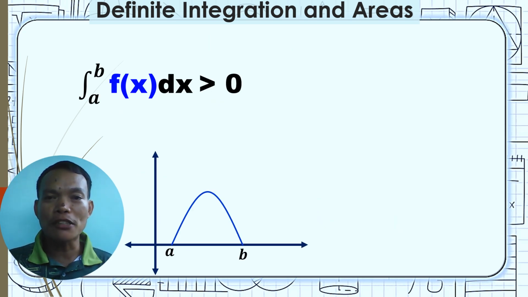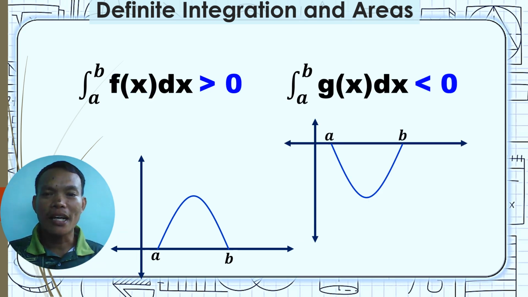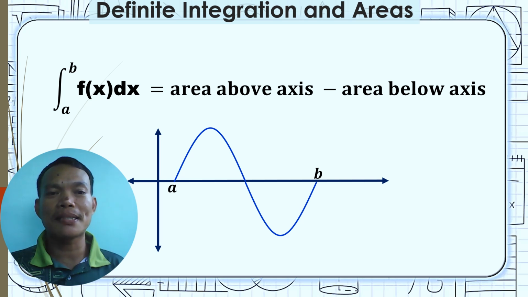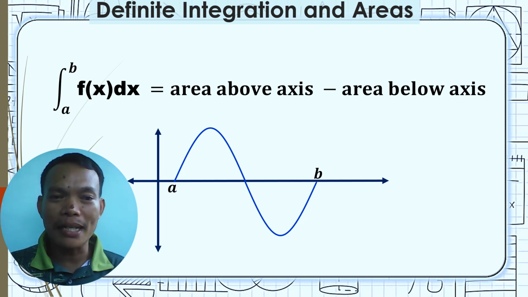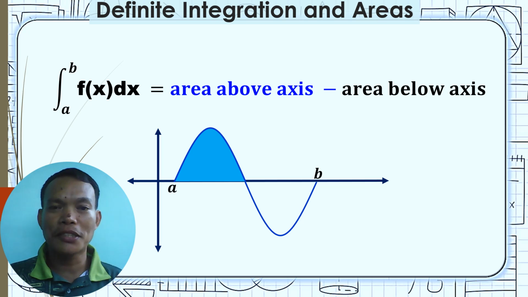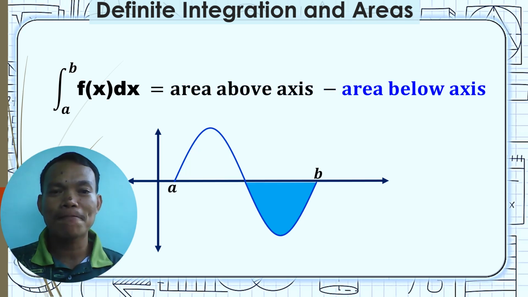Applying the properties of integration, we have the function f of x dx which is greater than 0 with limits from a to b, so it lies above the x-axis. And for the function f of x dx that is less than 0 with limits from a to b, the graph lies below the x-axis. So the integral of f of x dx as shown in the figure with limits from a to b is equal to the area above the x-axis minus the area below the x-axis.